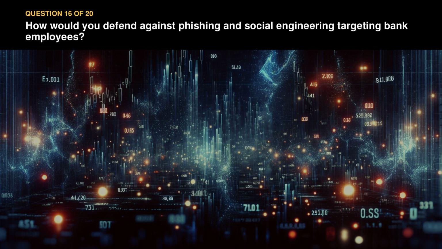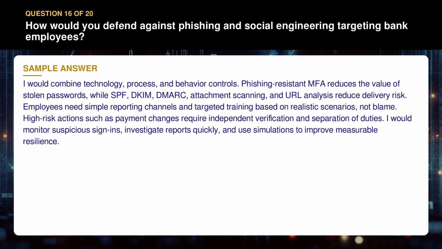Question 16. How would you defend against phishing and social engineering targeting bank employees? I would combine technology, process, and behavior controls. Phishing-resistant MFA reduces the value of stolen passwords, while SPF, DKIM, DMARC, attachment scanning, and URL analysis reduce delivery risk. Employees need simple reporting channels and targeted training based on realistic scenarios, not blame. High-risk actions such as payment changes require independent verification and separation of duties. I would monitor suspicious sign-ins, investigate reports quickly, and use simulations to improve measurable resilience.